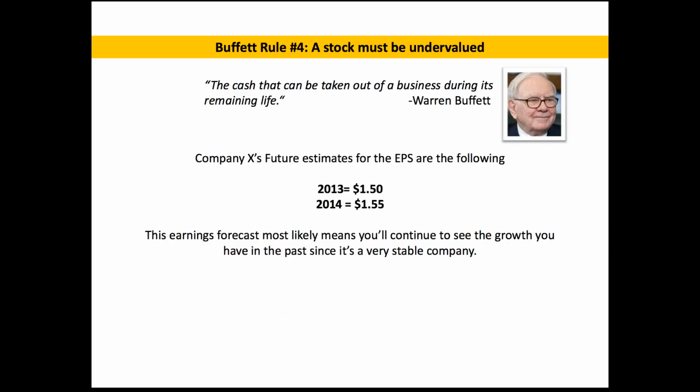So let's assume that we looked at Company X's future estimates, and in 2013 it's $1.50, in 2014 it's $1.55. So this would trend with the $1.50 that they've had in the past, and so we could go ahead and say, yeah, that book value is probably going to continue to grow at that same slope that we saw in the past 10 years, and they're probably going to continue to make this dividend payment. So that's how we can estimate what kind of cash we would get out of this business over the next 10 years.